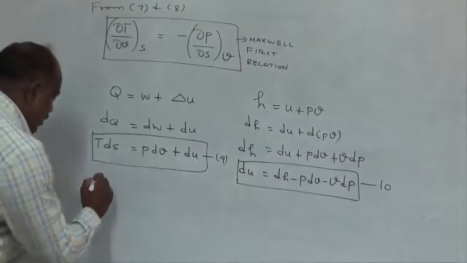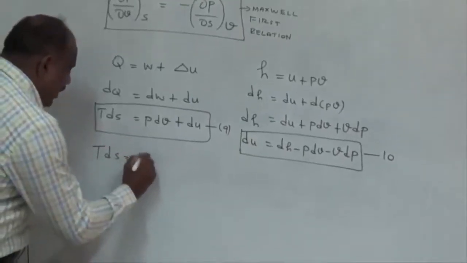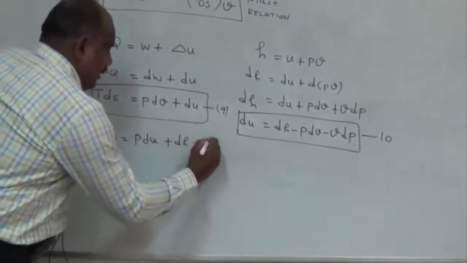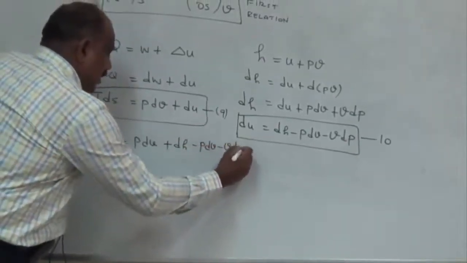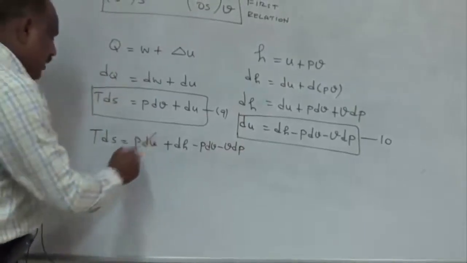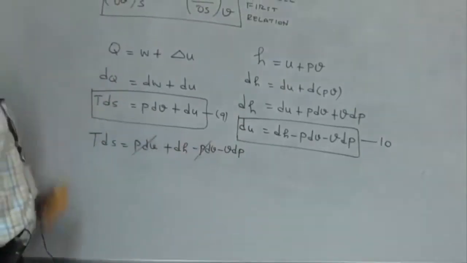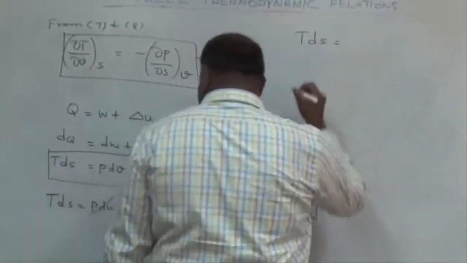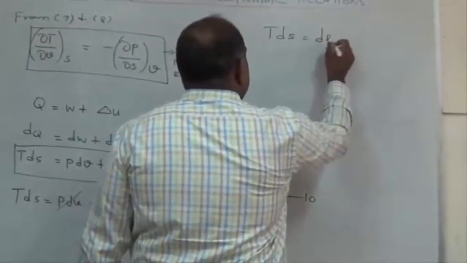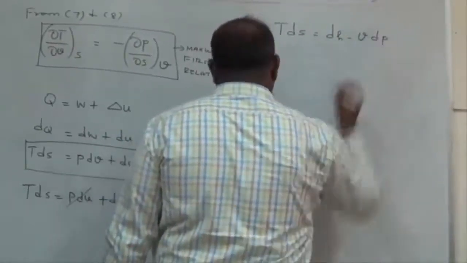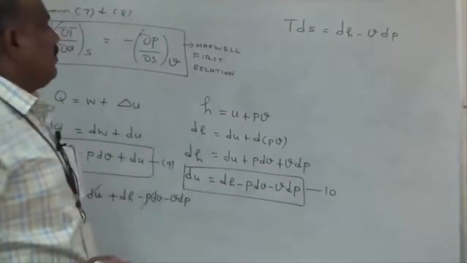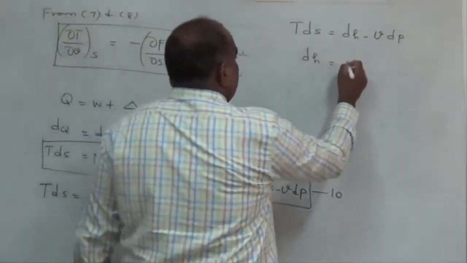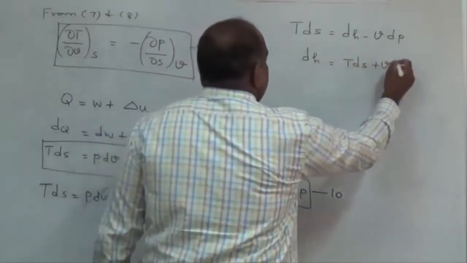Okay, fine. Now substitute here. Tds equal to PdV plus dH minus PdV minus VdP. So what will happen? This PdV and minus PdV will go away. So the final expression I obtained will be Tds is equal to dH minus VdP. From this I will get the value of dH: dH equal to Tds plus VdP.